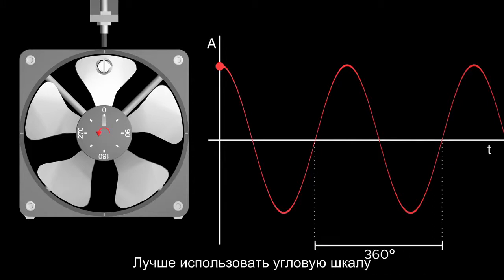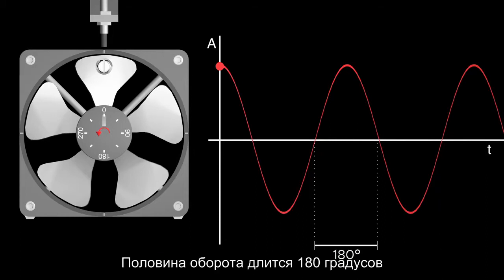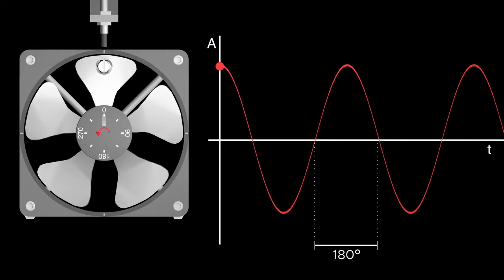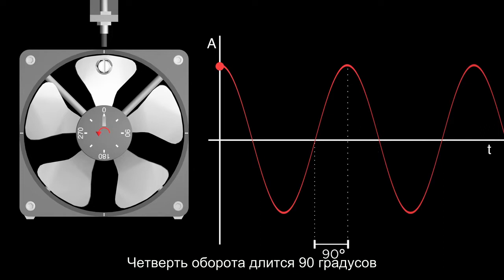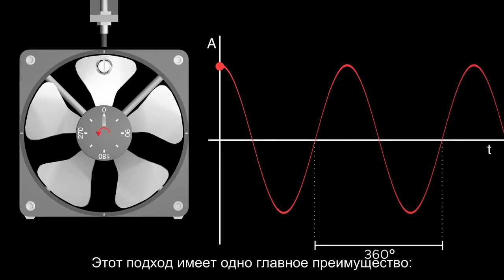It is better to use angular scale. One rotation lasts 360 degrees. One half lasts 180 degrees. 1/4 lasts 90 degrees. This approach has one main advantage. One rotation lasts 360 degrees always, independently of length in seconds.